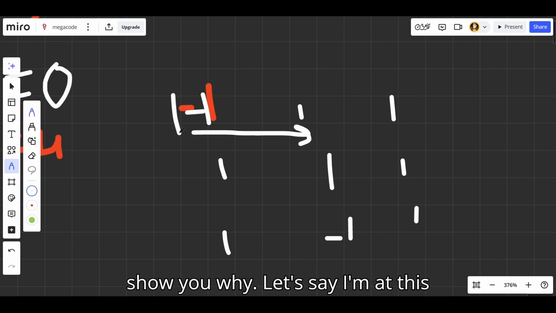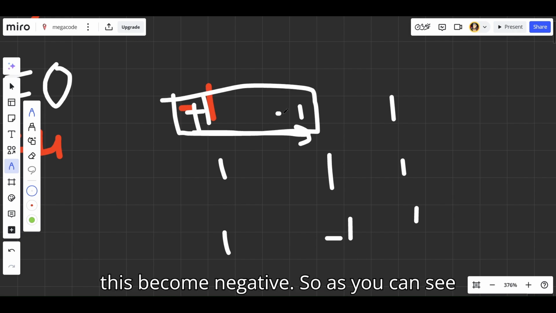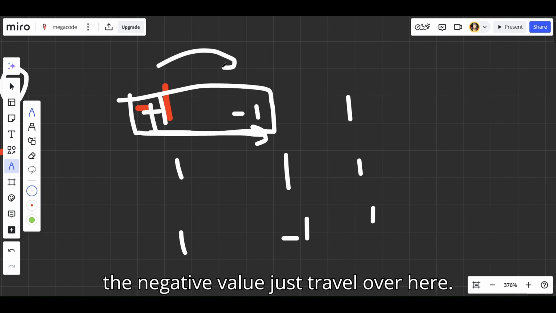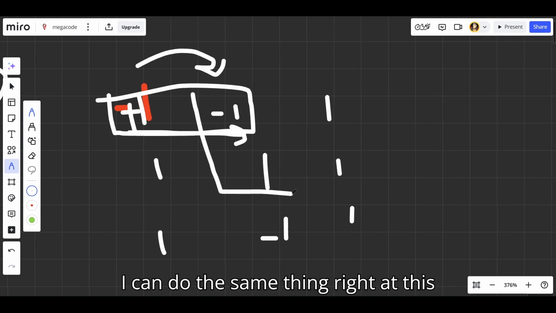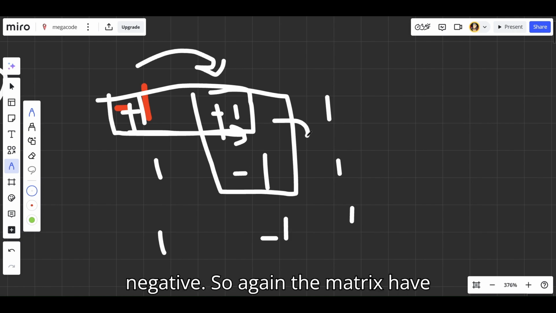Let me show you why. Let's say I'm at this place. What if I draw the same operation right over here? This becomes positive and this becomes negative. So as you can see, the negative value just traveled over here. I can do the same thing right at this place. I just do the same operation, it becomes positive and this becomes negative. So again, the negative has traveled.